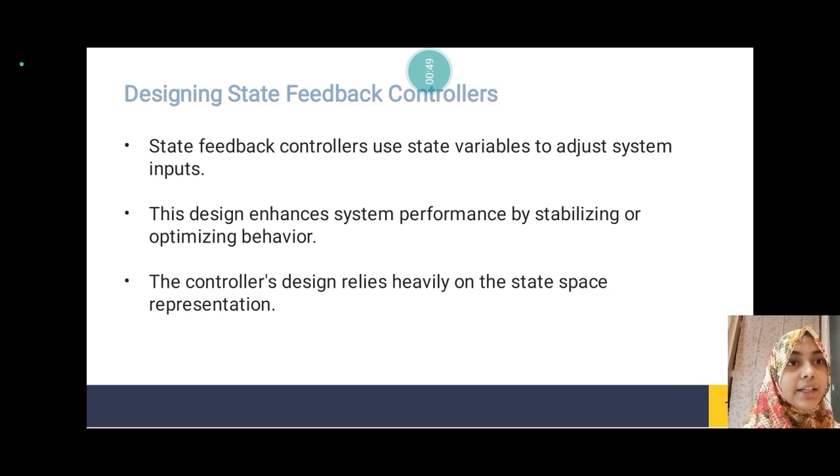Designing state feedback controllers. State feedback controllers use state variables to adjust system inputs. This design enhances system performance by stabilizing or optimizing behavior. The controller's design relies heavily on the state space representation.